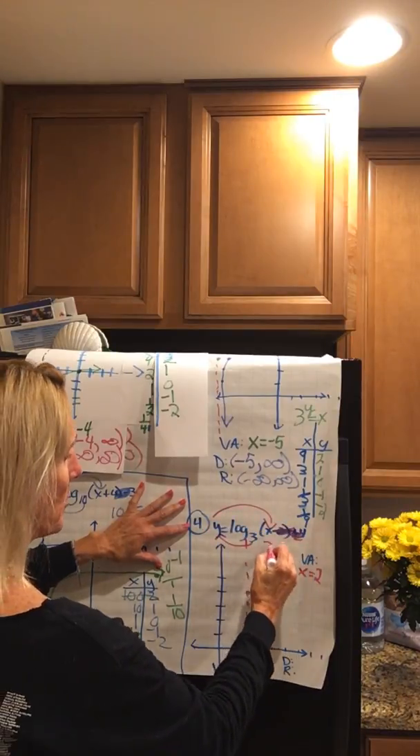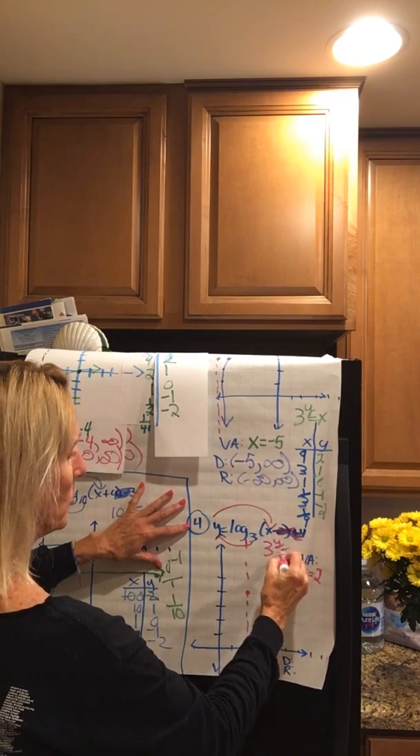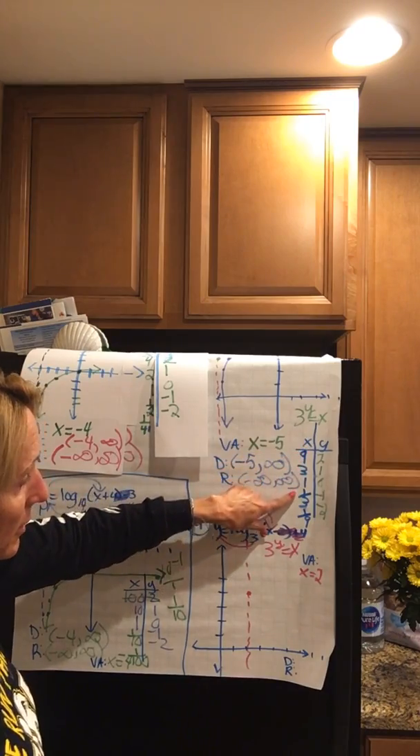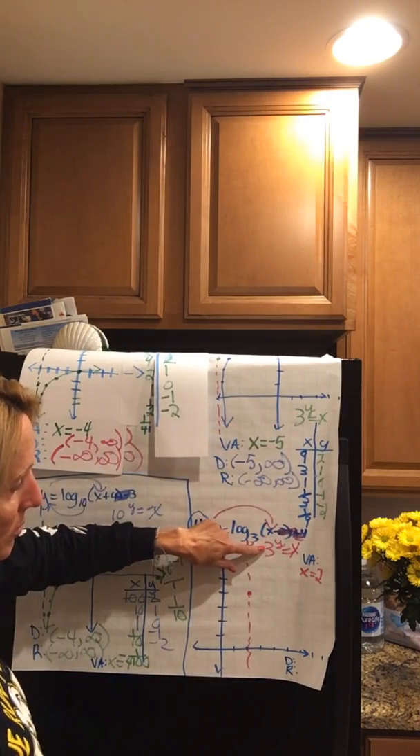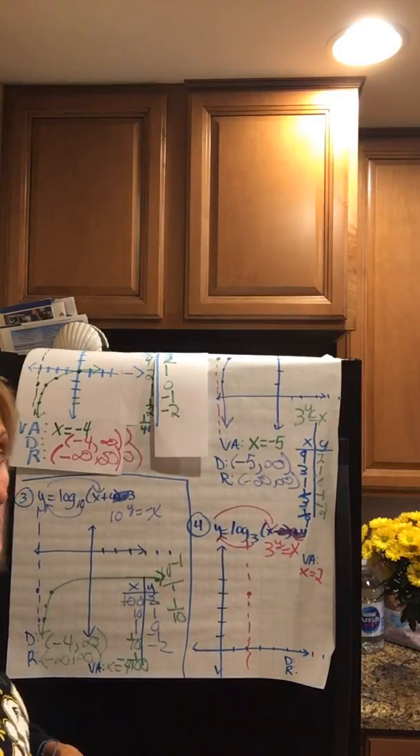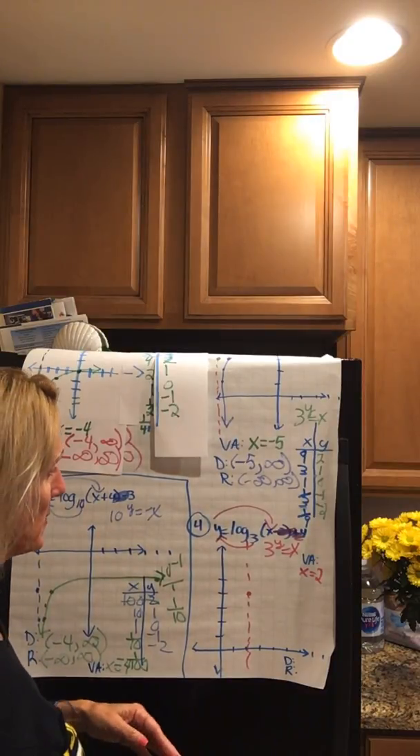So I get 3 to the y equals x. I'm not going to make the points again because look, they're right here. 3 to the y equals x. There's my points already done for me. Yippee skippy.